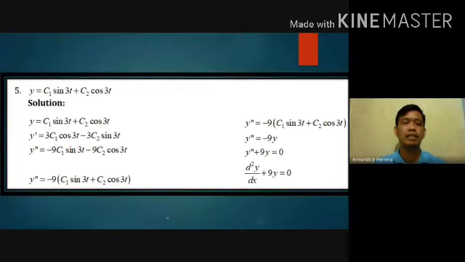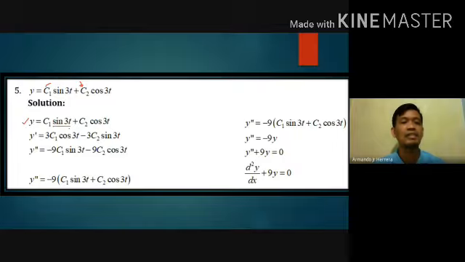So, let's proceed with the last item. So, I have here y is equal to c1 sine 3t plus c2 cosine 3t. So, kukunin natin ang dalawang derivative dahil meron tayong dalawang arbitrary constants. So, given that y is equal to c1 sine 3t plus c2 cosine 3t. So, take the first derivative.